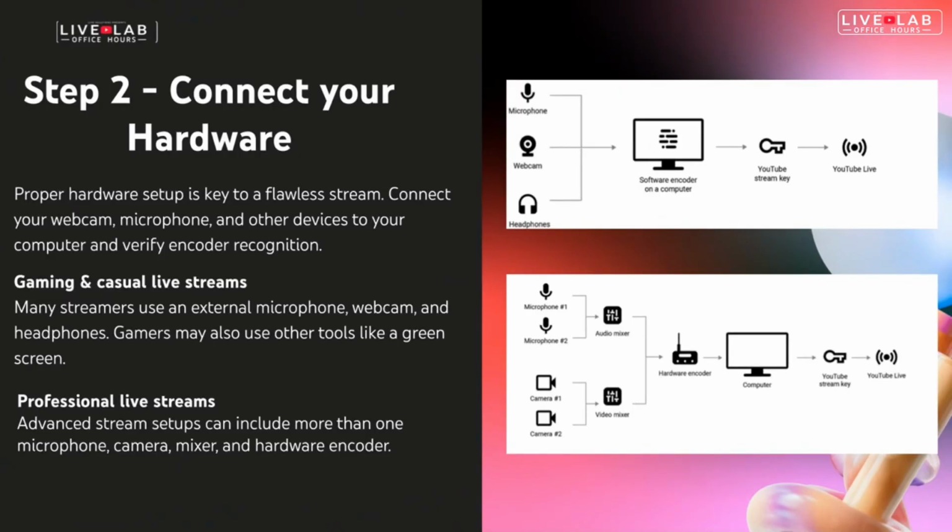All right. Step 2, we're going to connect our hardware, and we want to make sure that if we're using a software encoder, we're using some type of video capture card to bring in our audio and our video. Or if we're using a more professional hardware setup, we want to make sure that we're bringing all of our microphones and all of our cameras into an audio and video mixer, and then bringing that all into YouTube and streaming it out that way.